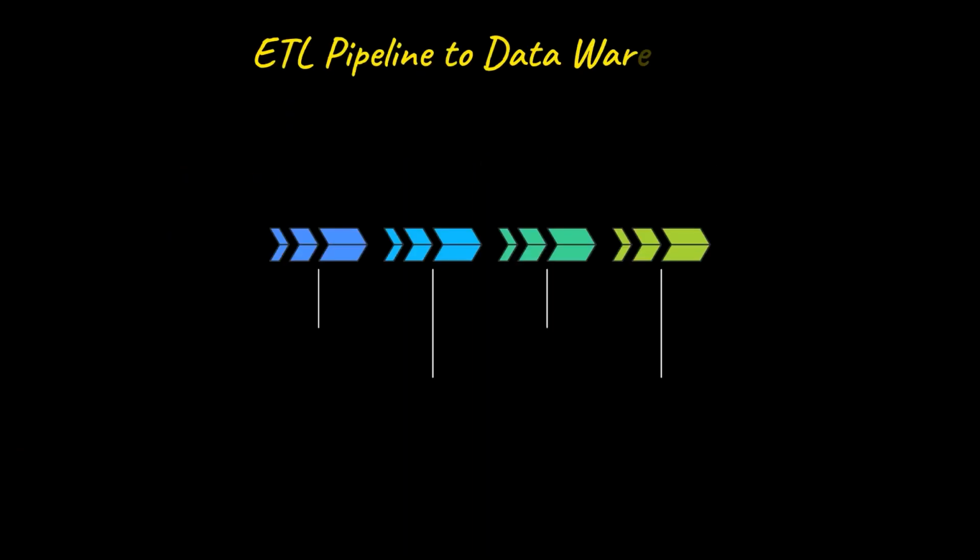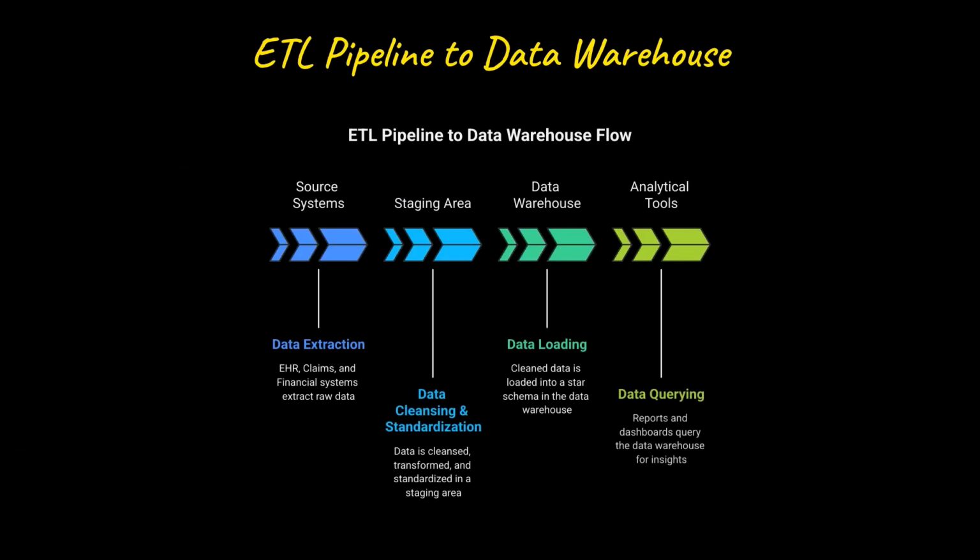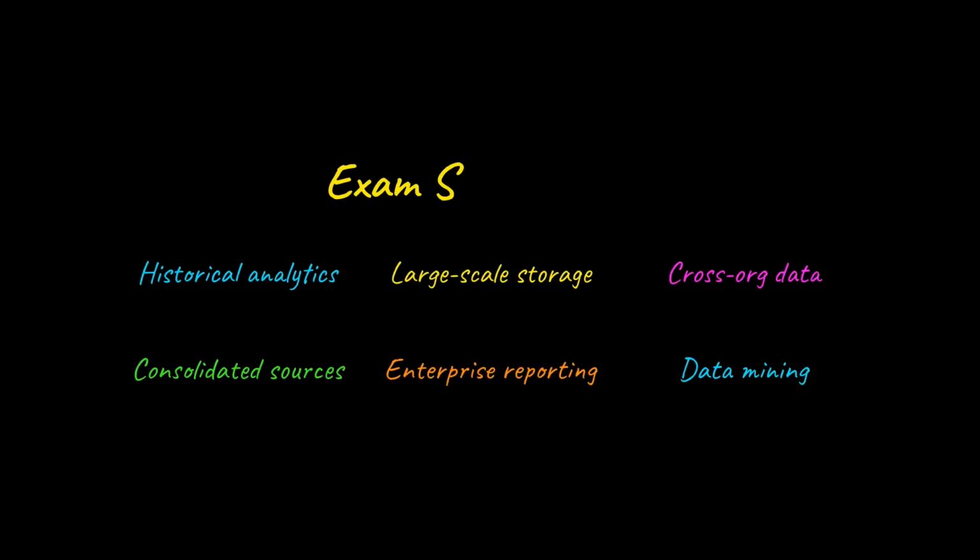separate layer. The extract, transform, load process, ETL, moves data from source systems into a staging area for cleansing and standardization. Transformed data lands in a star schema with fact tables surrounded by dimension tables. Reports and dashboards then query the warehouse directly, leaving operational systems free for their primary work.